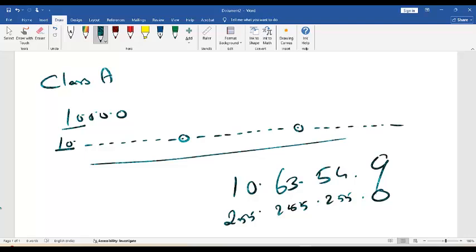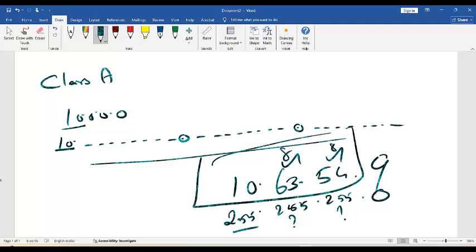Now you may think, what? Class A means 255.0.0. But why did they put another 255.255 here? It is all because they have done subnetting. They have made even these 16 bits, 8 plus 8, 16-bit as network. So totally now 24-bit is network.